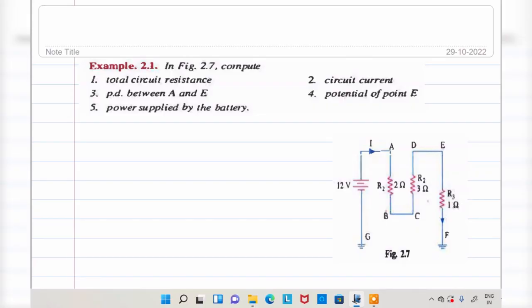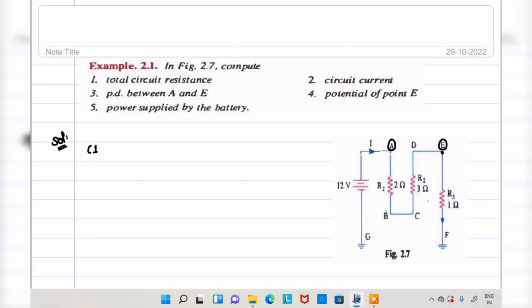Okay, example 2.1. The problem here: compute the total circuit resistance, circuit current, potential difference between A and E. After that, the potential of point E and power supplied by the battery. These are the points you need to find out. In the examination, they won't ask all the bits at a time. They will give the circuit and ask for the total current, or potential difference, or power supplied by the battery. Some questions they will ask.